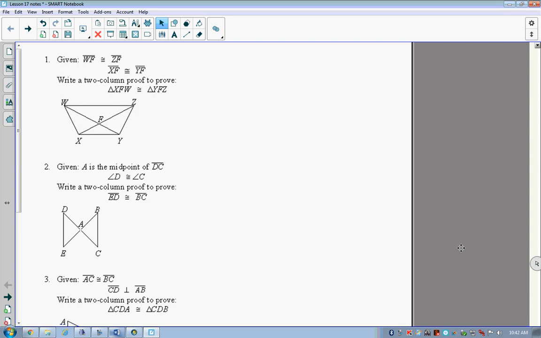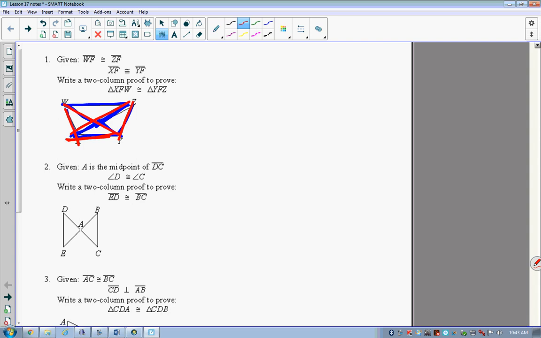Looking at question number 1, it wants us to write a two-column proof to prove that these two triangles are going to be congruent. The first thing that I want to do as I look at this is to determine which two triangles, because I don't know about you, but I see 4 triangles there. In fact, you can make more triangles out of it. You got a triangle here, 1, 2, 3, 4. You can also make 5 and 6. Right? You can get at least 6 triangles out of that.